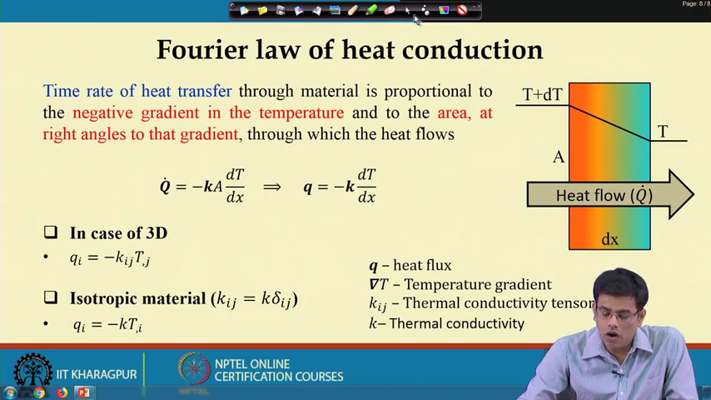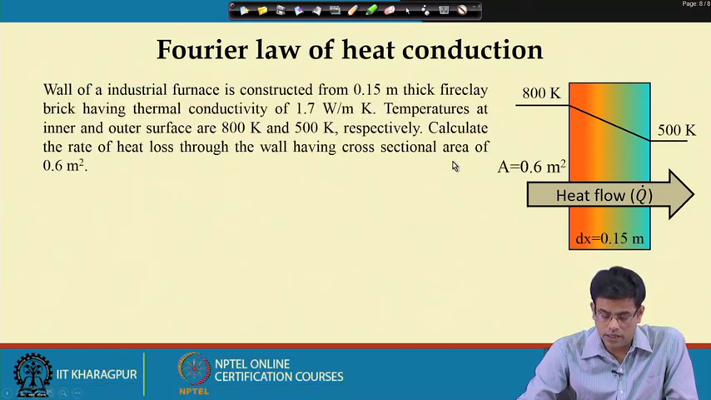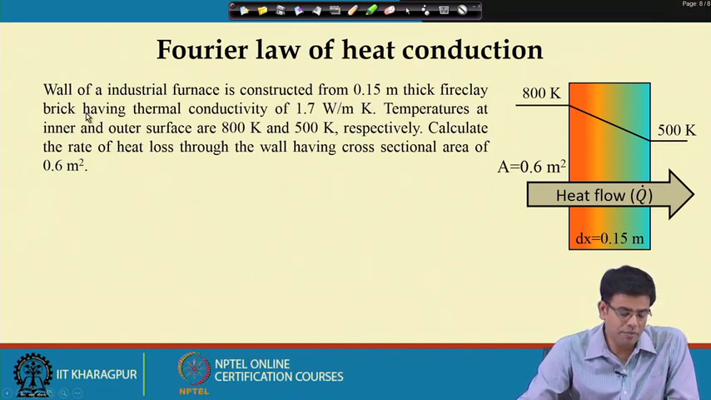Now, let us see how these things work. For instance, the wall of an industrial furnace is constructed from 0.1 meter thick fire clay brick having a thermal conductivity of 1.7 watt per meter Kelvin, and the temperatures at the inner and outer surfaces are 800 and 500 degrees Kelvin. Calculate the rate of heat loss through the wall having cross sectional area 0.06 meter square. Now, what is dx? Dx is 0.5. This is 800 and this is 500.